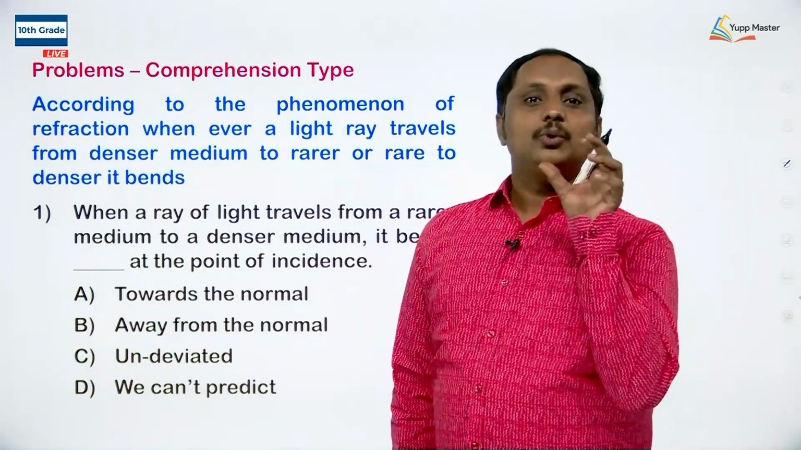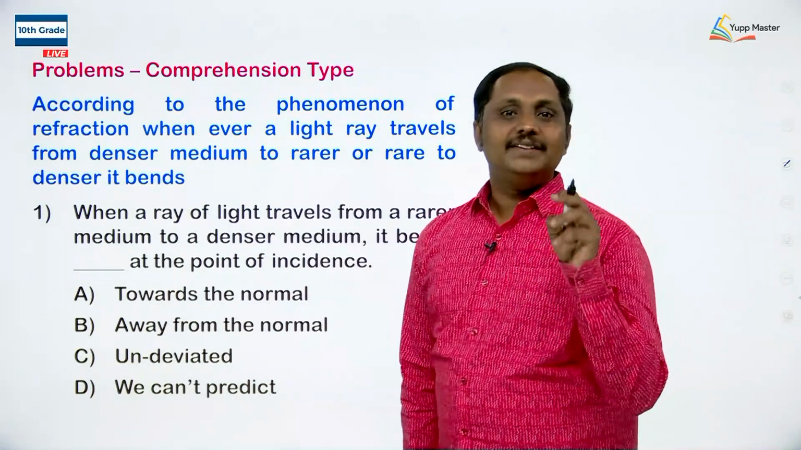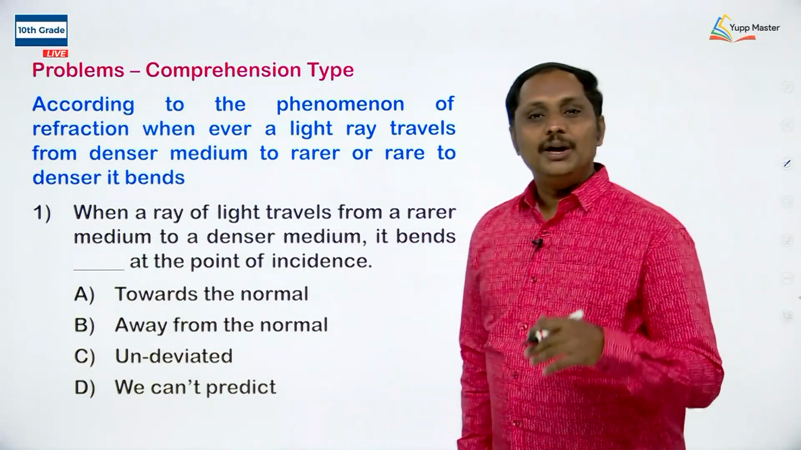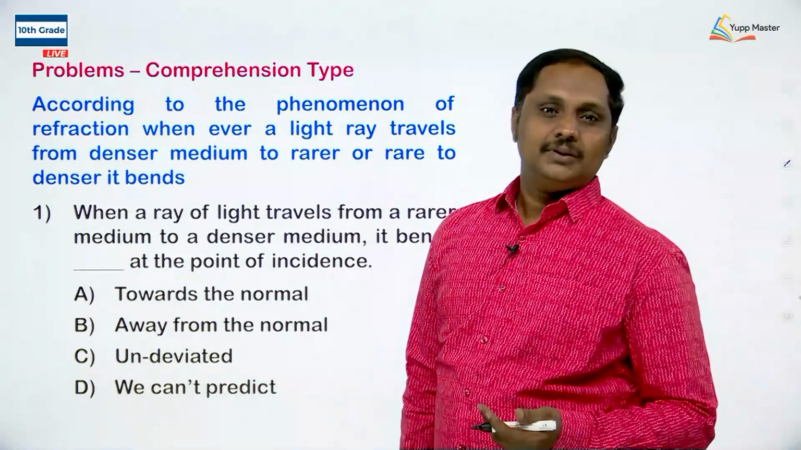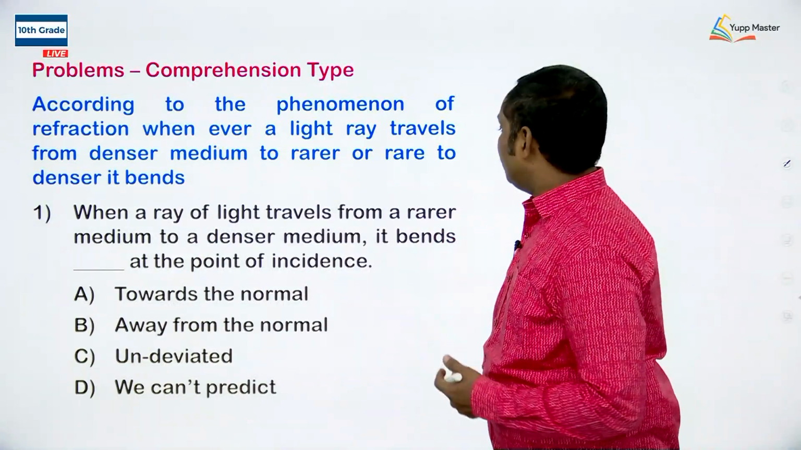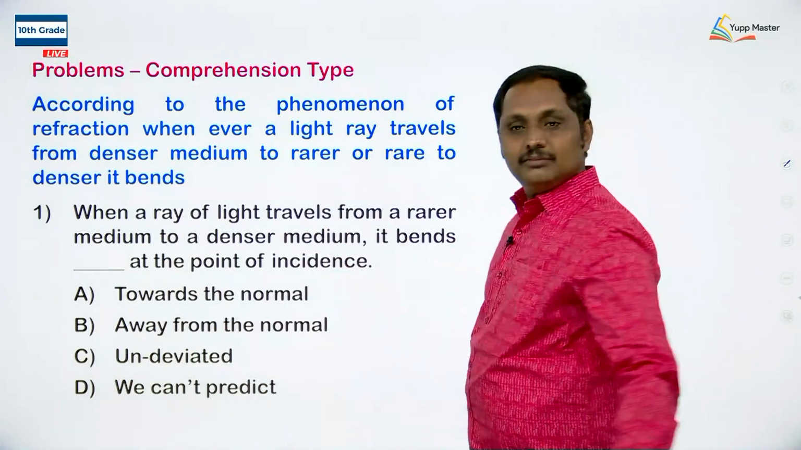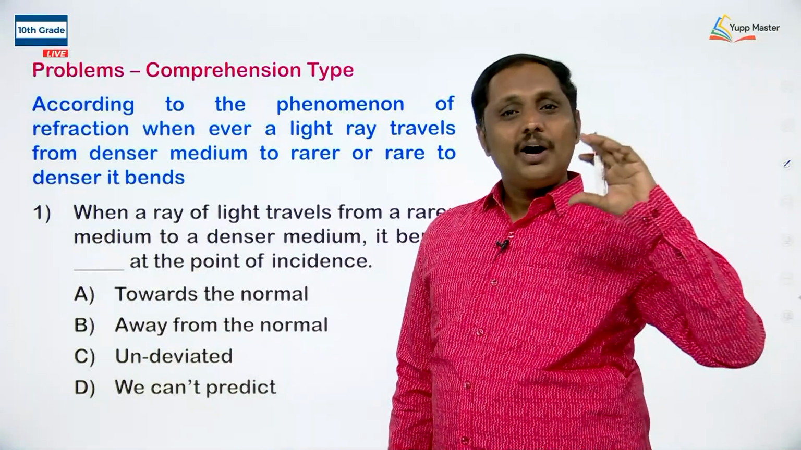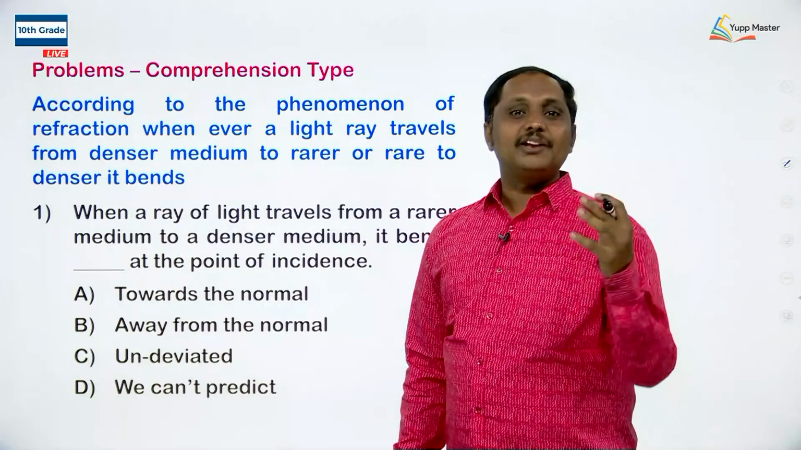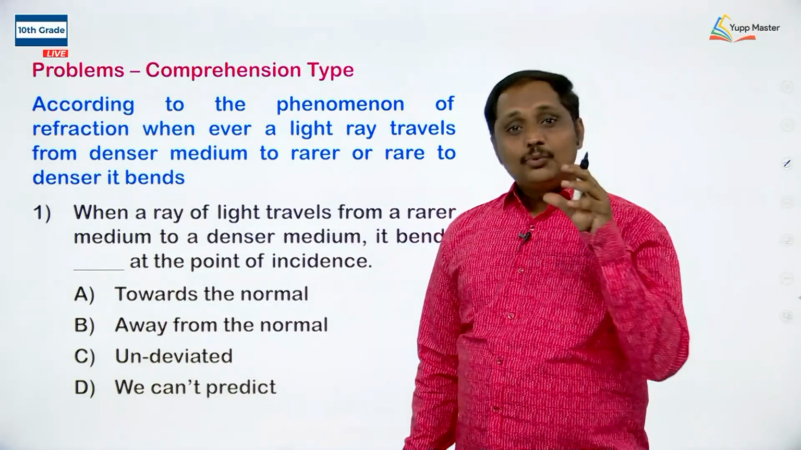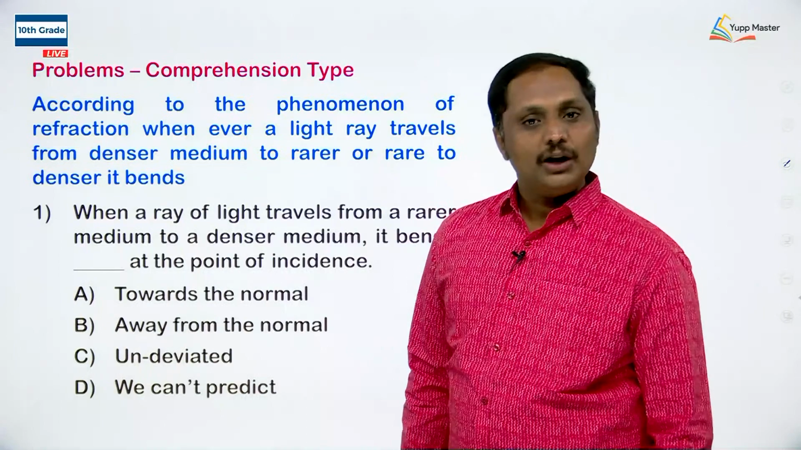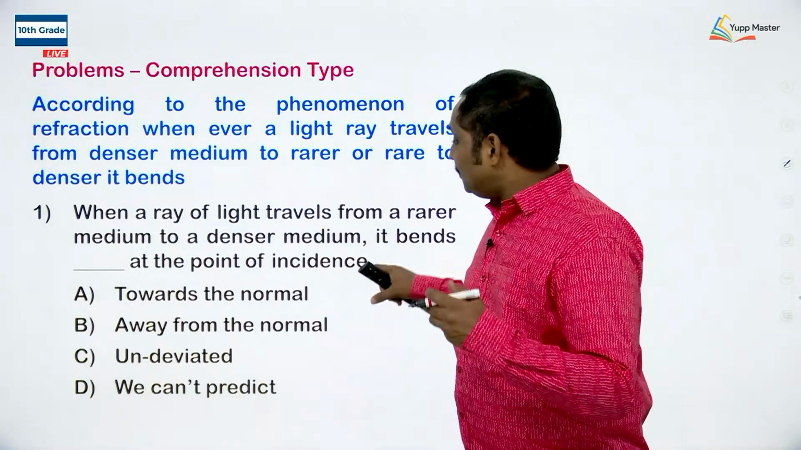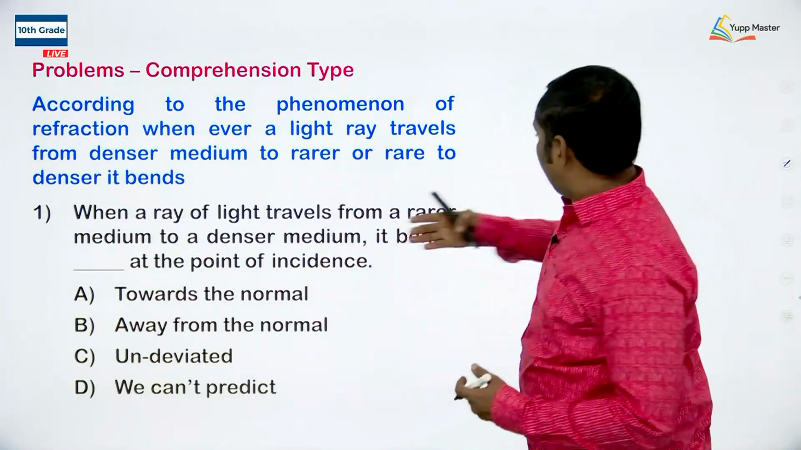First, you have to look into the case whenever light is allowed to pass from one medium to another medium. Now, you have to look whether it bends towards the normal or away from the normal. When light passes from rarer to denser, the angle of refraction is small, so it is going to bend towards the normal.